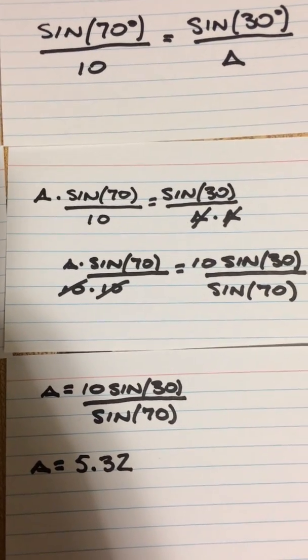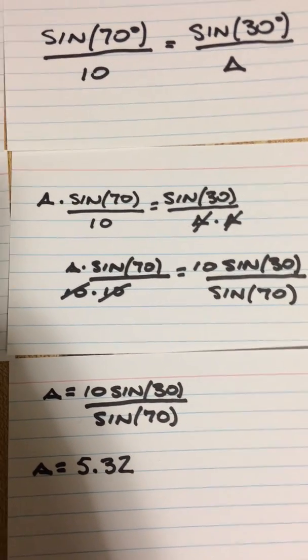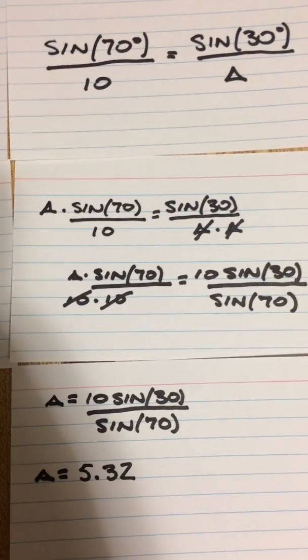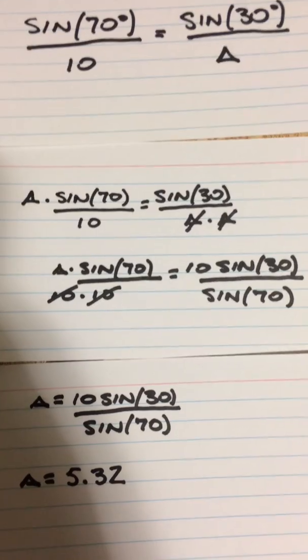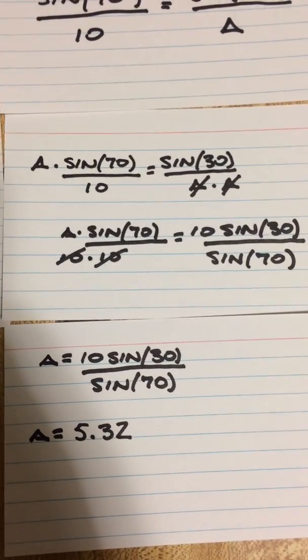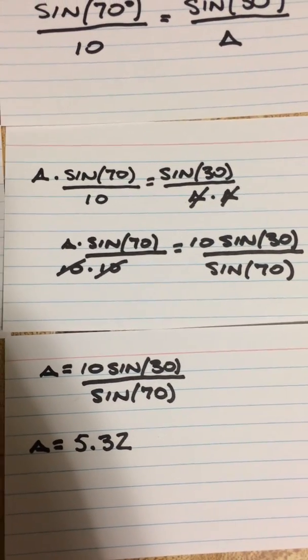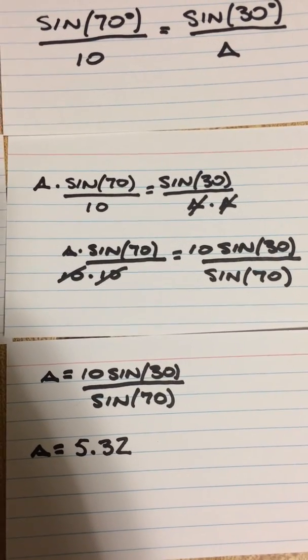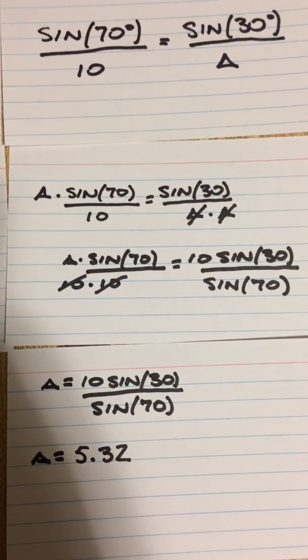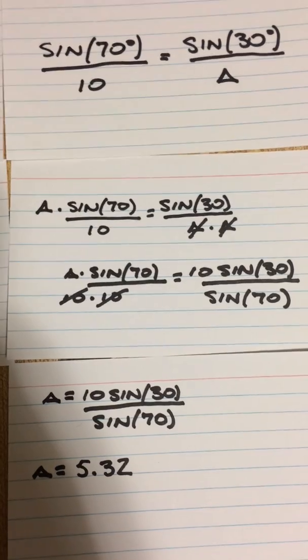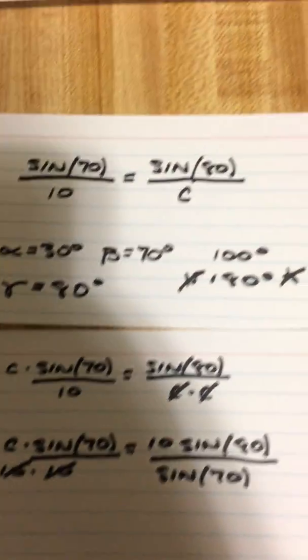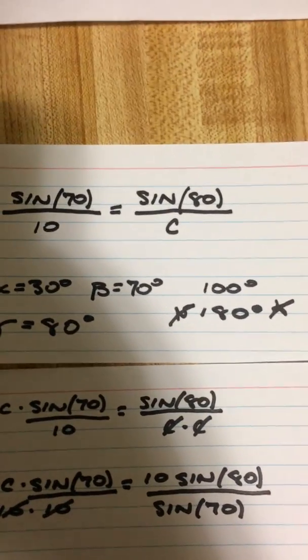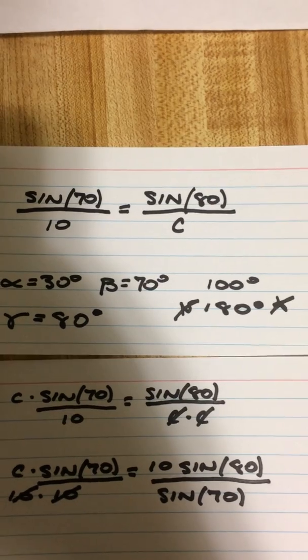From there, you want to input that into the calculator. Make sure you use your parentheses where needed, and we come to a value of 5.32 for side A. So now we know that side A is 5.32, and the angle for it is 30, which was given to us. Now, we're going to figure out side C.